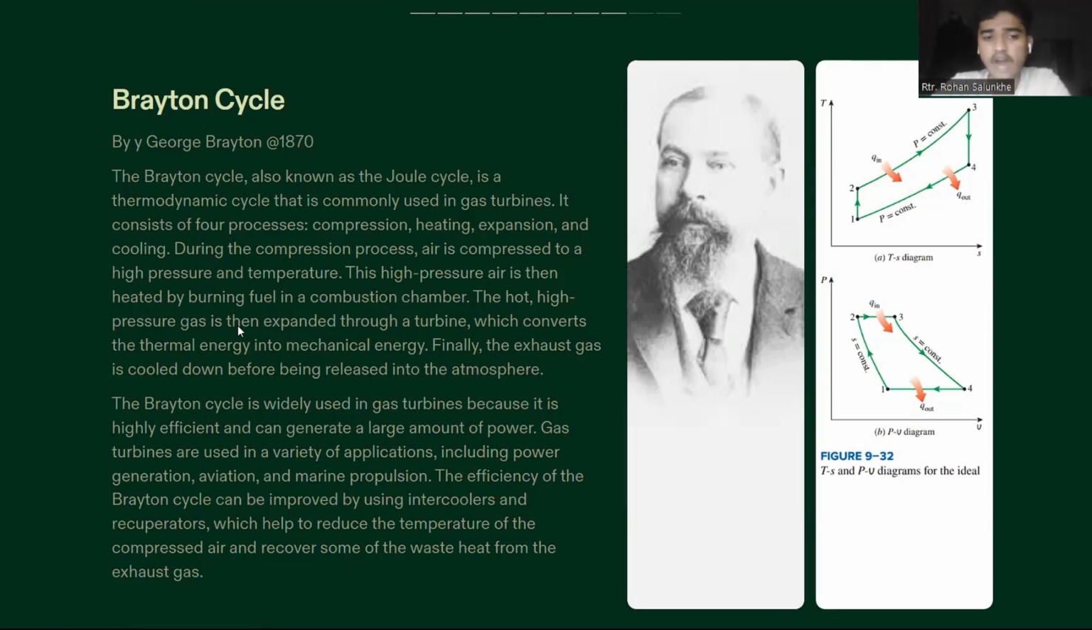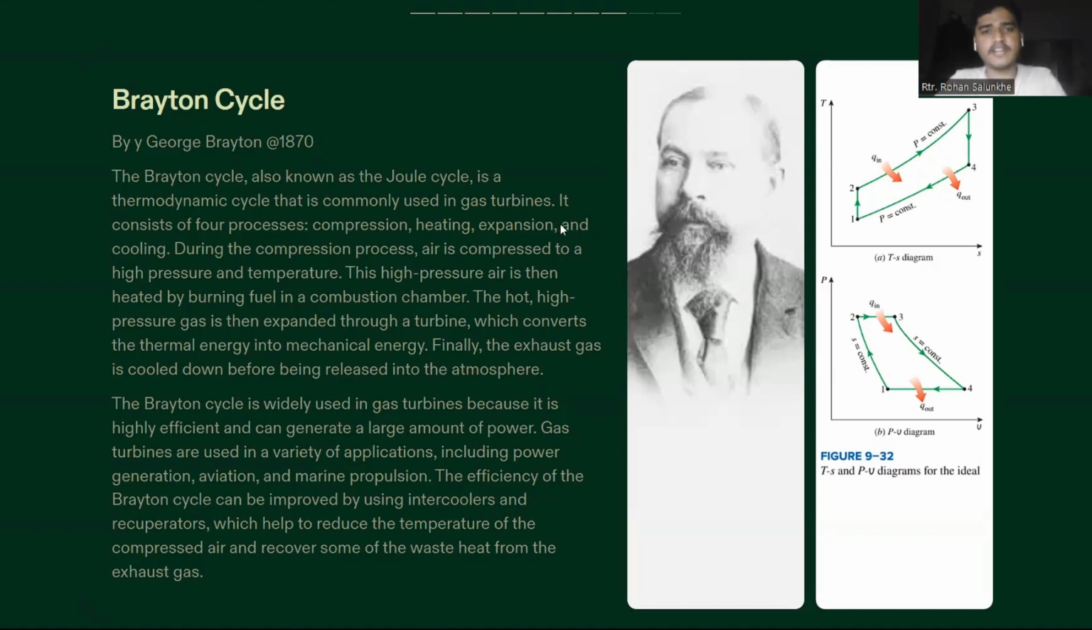The Brayton cycle is widely used in gas turbines because it is highly efficient and can generate a large amount of power. In the TS diagram, we can see the two isentropic processes are the same as in the Carnot cycle, but the heat addition and heat rejection processes are different. As we can see in the Otto cycle, they both are isochoric processes. In the diesel cycle, we have seen one is an isobaric process and one is an isochoric process. But here, both processes are isobaric processes.